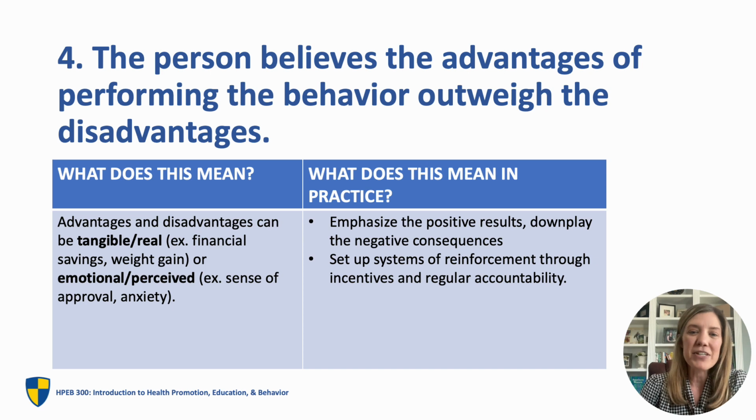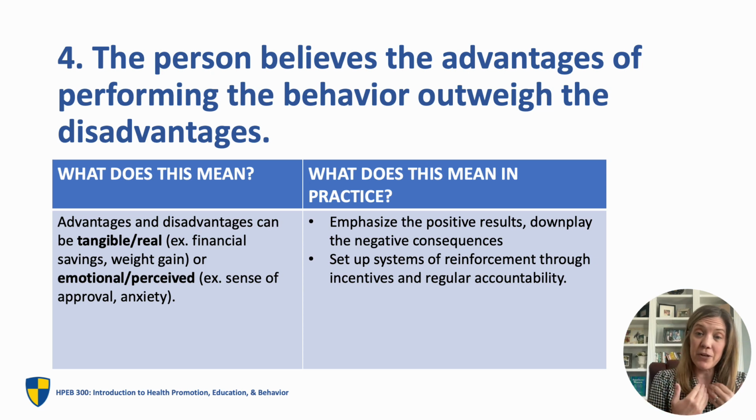Number 4, the person must believe that the advantages of performing this behavior outweigh the disadvantages. This goes back to that decisional balance. So what does this mean? It means that the advantages, both real and perceived benefits, outweigh the real, tangible, and perceived emotional barriers.